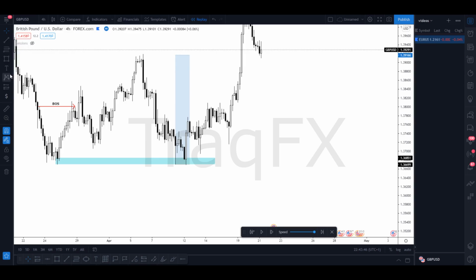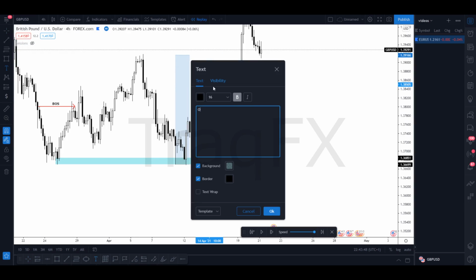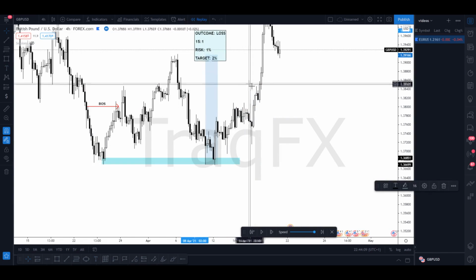But this is a loss, so I would write down outcome loss. What is this? This is a 15 to 1. 15 to 1. Risk 1%. Target 2%. Right? So that's basically generally how I would backtest.